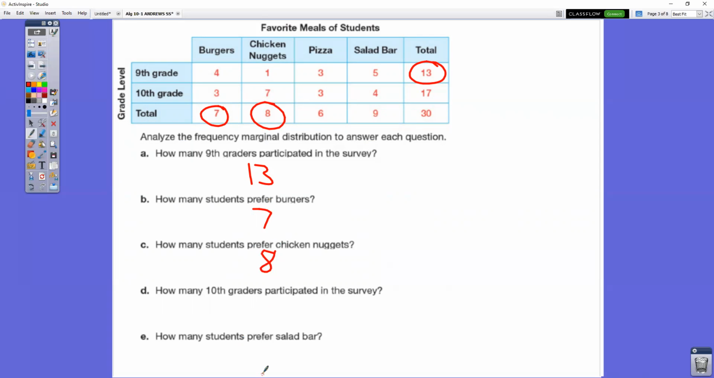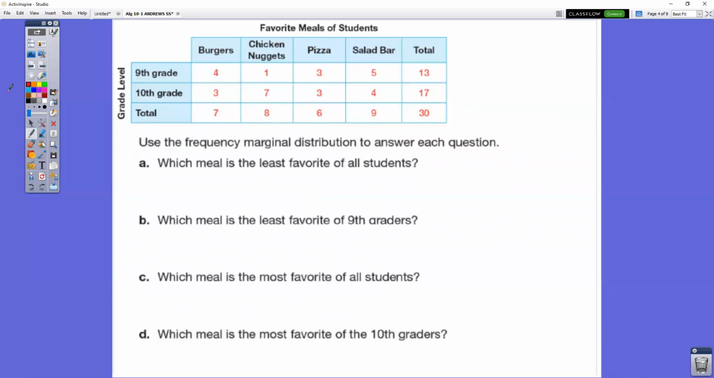How many 10th graders participated in the survey? 17. There are 17. And how many students prefer the salad bar? 9. All right. So those are some pretty easy, basic questions. Go ahead and try these 4 on your own, please.